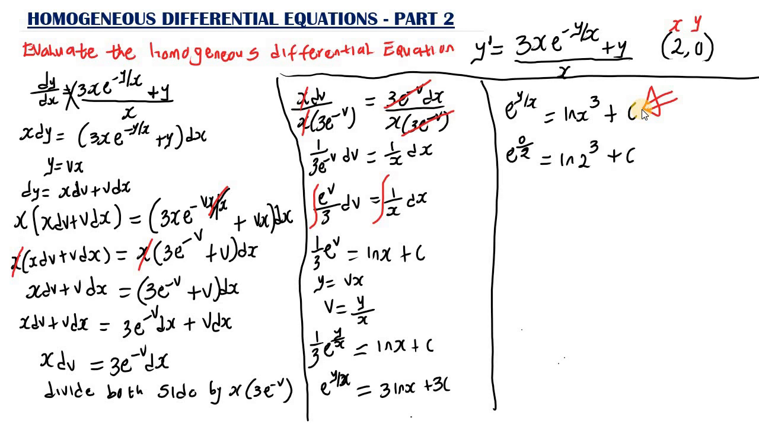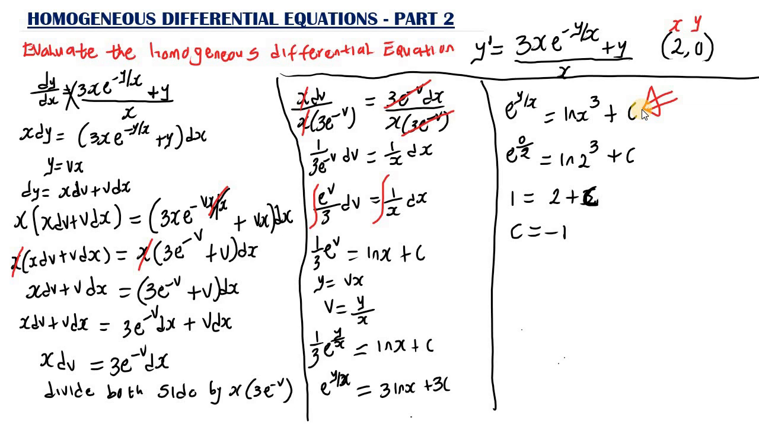So 0 over 2 is going to give us 0, then e raised to the power of 0 is going to give us 1. So this is 1 is equal to ln of 2 raised to the power of 3, which is 2.1. We can also write it as 2. So this is 2, then plus c. So if we evaluate this, we are going to get c is equal to negative 1. So what we need to do, we just need to plug negative 1 in place of c.